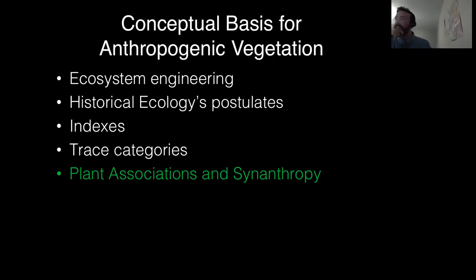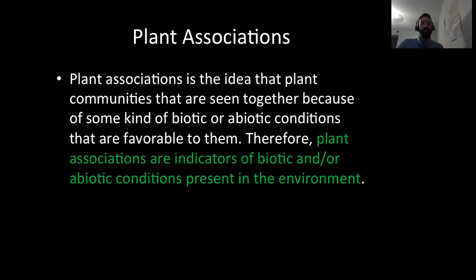I'll say that when I say plant associations, I'm borrowing a concept from basically the origins of ecology. This would be a field in Europe, more popularly known as phytosociology or plant sociology, and in the US, it might be more popularly understood as plant community ecology. So what are plant associations? Plant associations is the idea that plant communities are seen together because there's some kind of biotic or abiotic condition that is favorable to them. And therefore, plant associations are indicators of those said conditions in the environment.